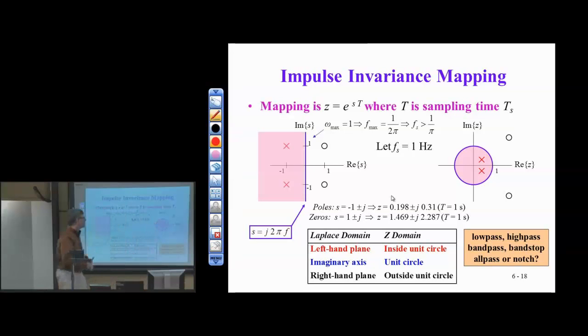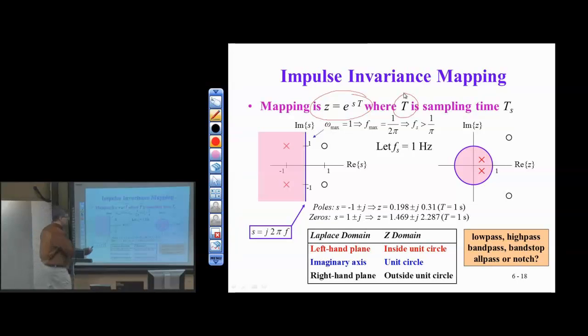So here's the mapping for impulse invariance. It maps from the Laplace domain to the z domain. So if I have a continuous time system, I know where the poles and zeros are. I simply pass it through this transformation to get where the pole and zero locations are in the z domain. I have one free parameter. This is capital T, which is the sampling time. Once I choose the sampling time, I can then do the mapping numerically.